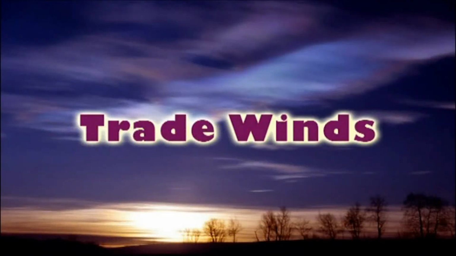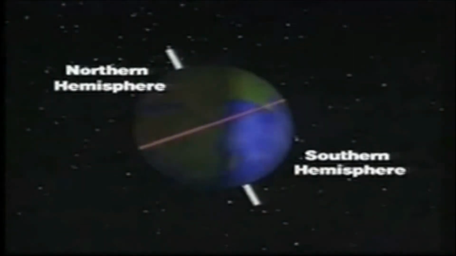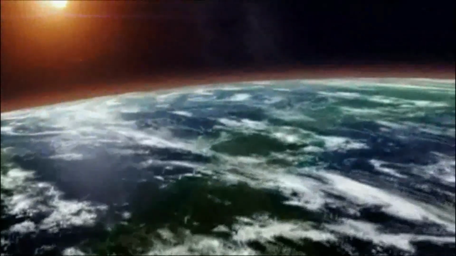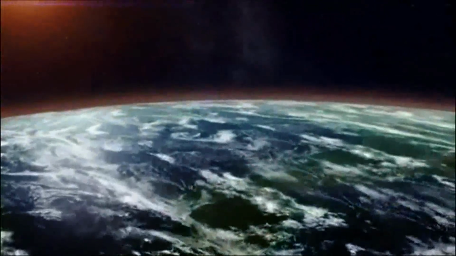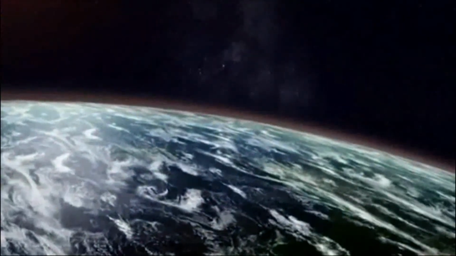The trade winds. The north and south of the equatorial belt of calm are the trade winds, converging roughly in the zone lying between 5 degrees and 30 degrees north and south latitudes. In other words, they cover almost the entire areas between 30 degrees north and 30 degrees south latitudes on both sides of the equator. The trade winds are a result of a pressure gradient from the subtropical belt of high pressure to the equatorial belt of low pressure.